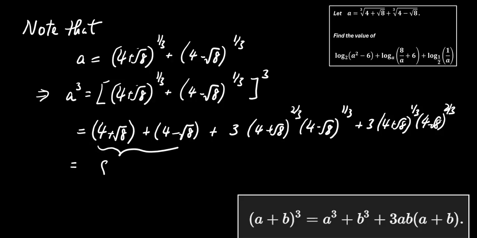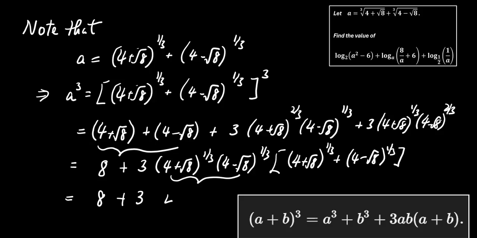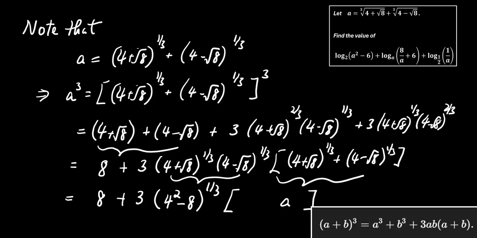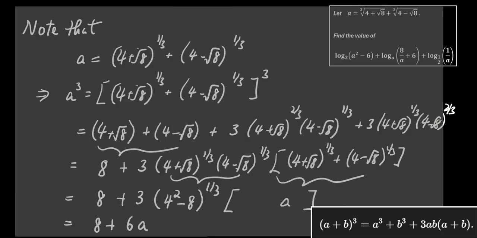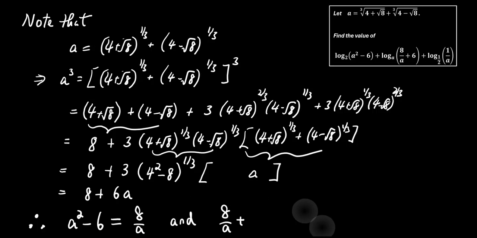The first two terms add up to 8. Inside the cube roots, 4 squared minus 8 equals 8. The cube root of 8 is 2. So we get a cubed equals 8 plus 3 times 2 times a, which is 8 plus 6a. Rewriting that, a cubed minus 6a equals 8. Divide both sides by a: a squared minus 6 equals 8 divided by a, and a squared equals 8 divided by a plus 6.